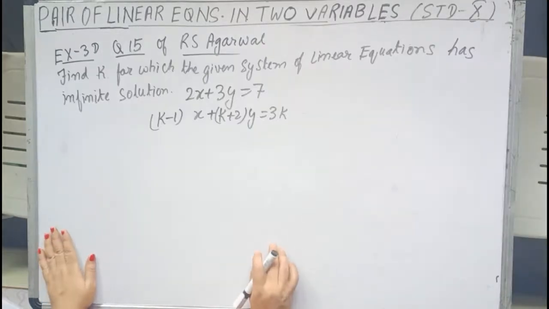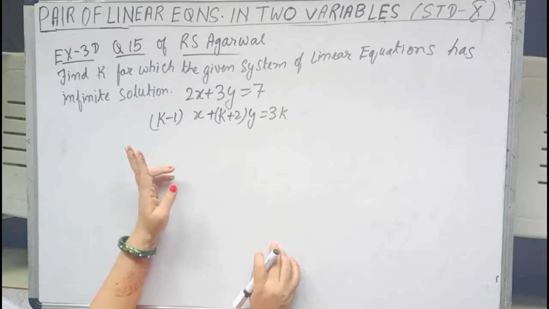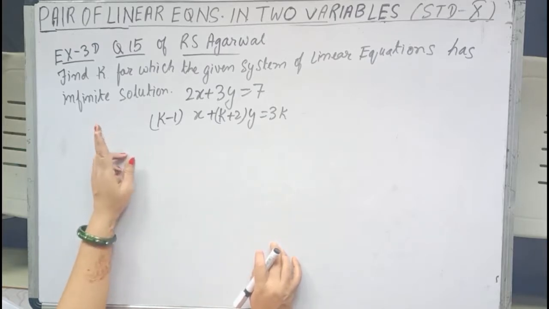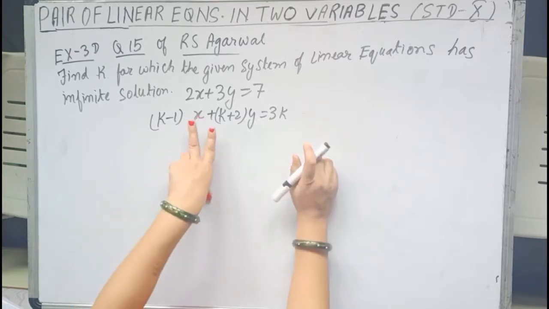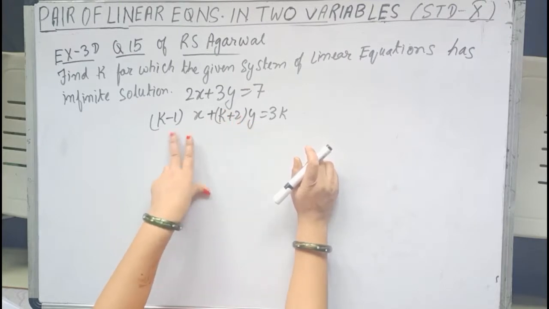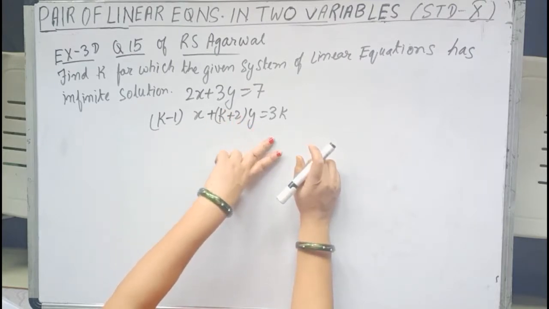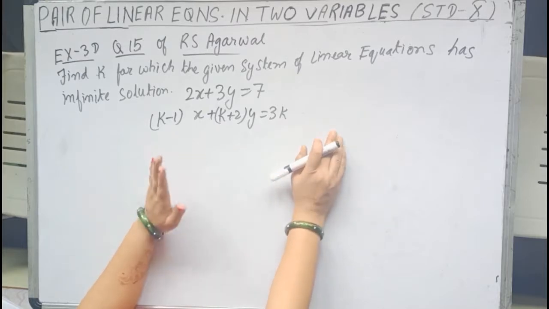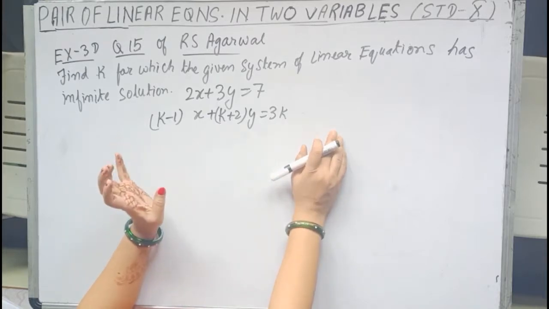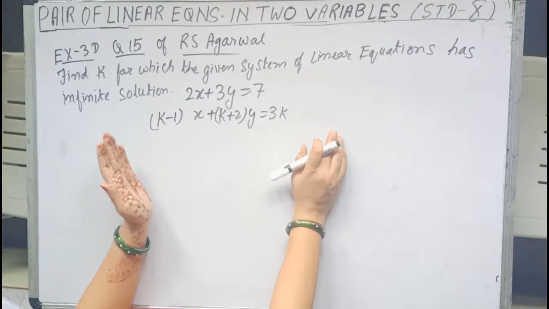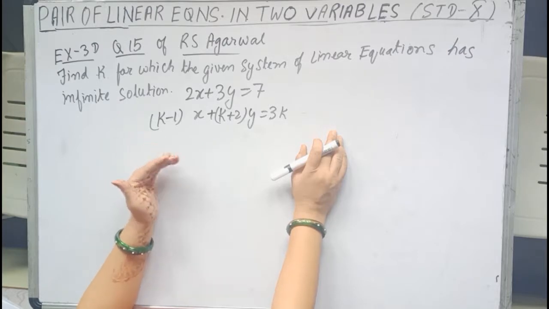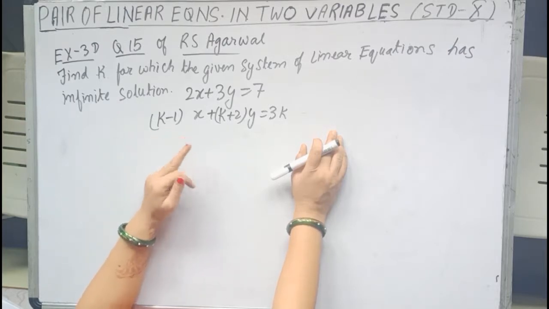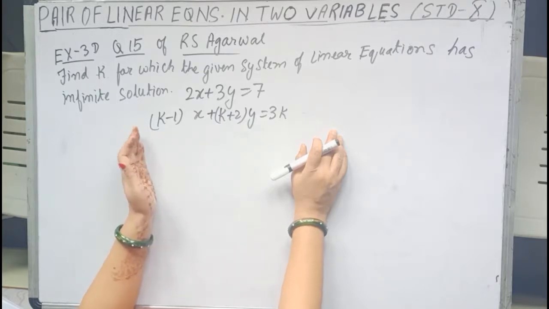Now the next question which I am solving is question 15 of R.S. Agarwal, exercise 3D. The question is, find the value of k for which the given system of linear equations have infinitely many solutions. The given system of equations are 2x plus 3y equals 7, (k minus 1) into x plus (k plus 2) into y equals 3k. Now children, you are knowing the condition for infinite solutions: obviously the condition is a1 by a2 equals b1 by b2 equals c1 by c2. We will compare the ratios and we will find the value of k. So let us proceed.